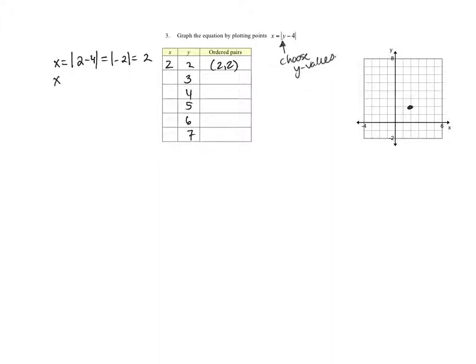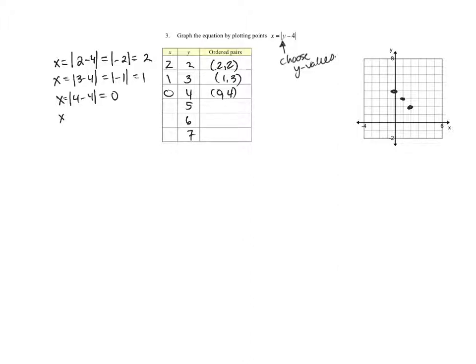Now, in the next one, if I put in a 3, I'd get absolute value of 3 minus 4, which is absolute value of negative 1, which simplifies to 1. So 1 and 3. And if I put in a 4, I'd get absolute value of 4 minus 4, which is just 0. So there's my next one.